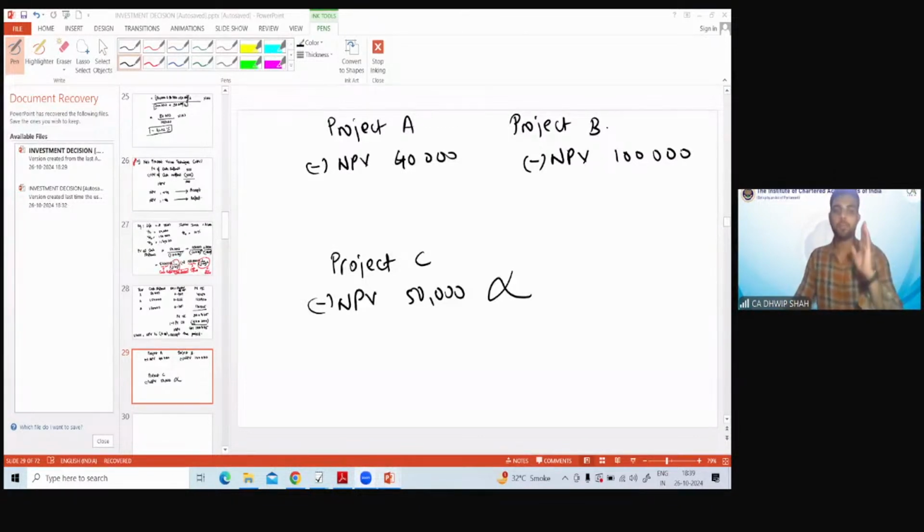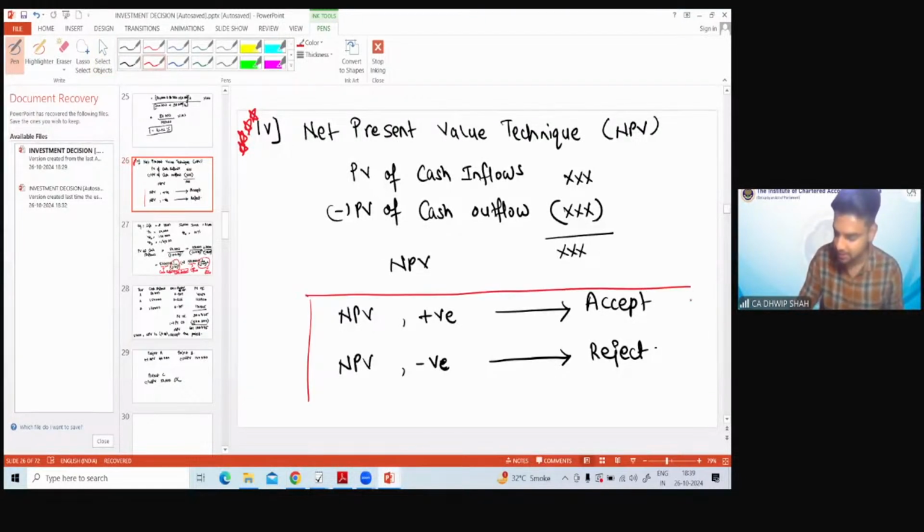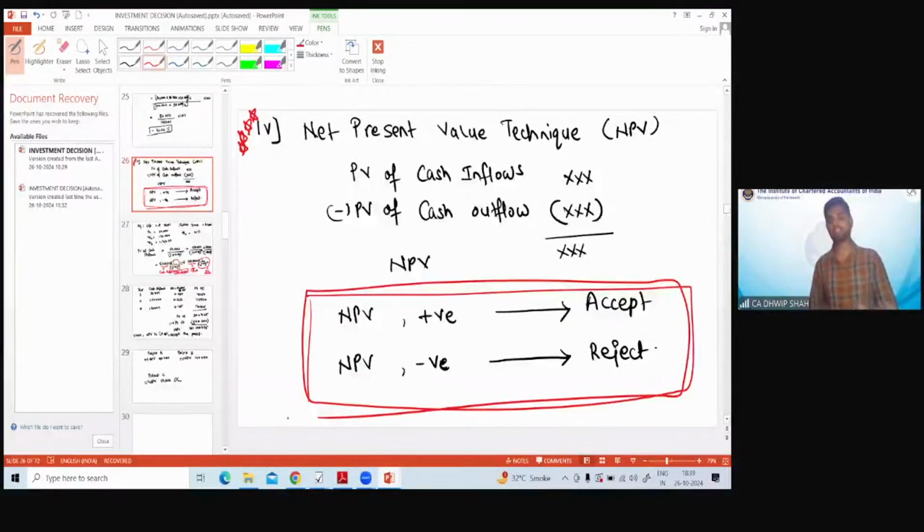So if a project's NPV is negative, straightforward reject. See the decision making criteria of NPV. Focus on this. This is the decision making criteria for the NPV technique. If it is positive, accept. If it is negative, reject. Straightforward reject. Okay? Understood? Everyone?